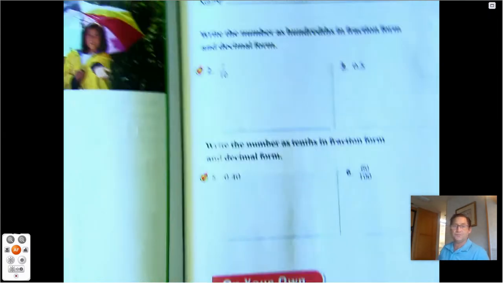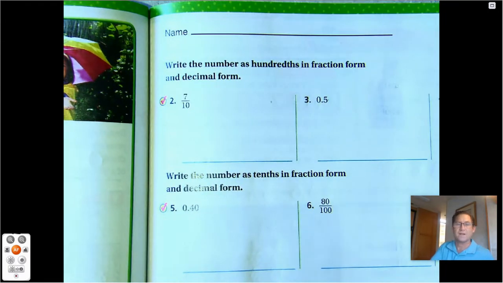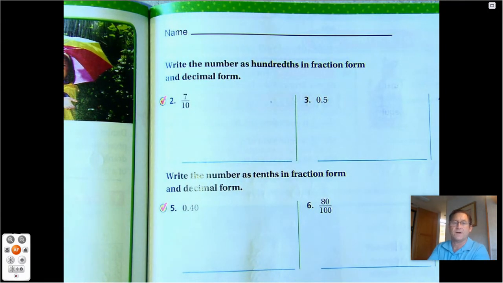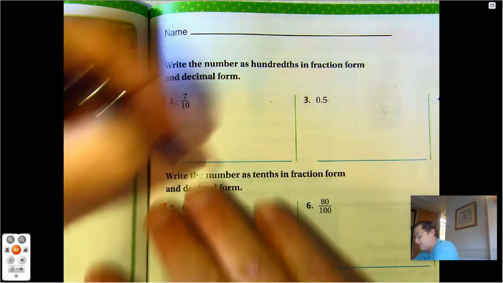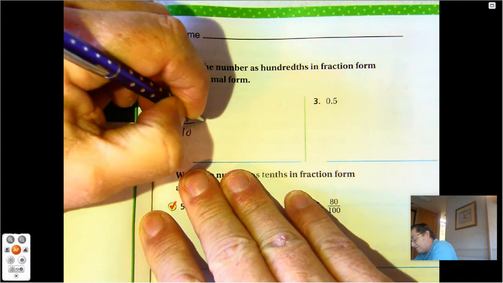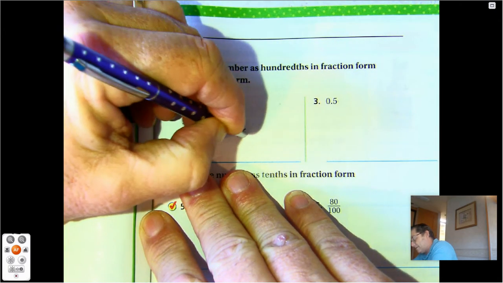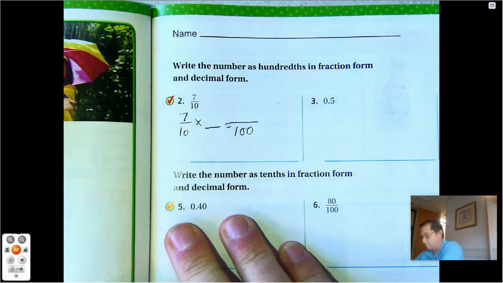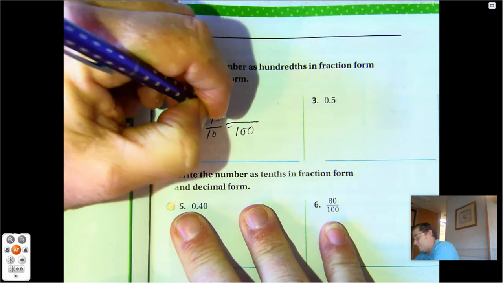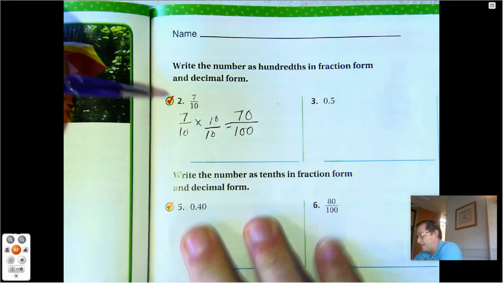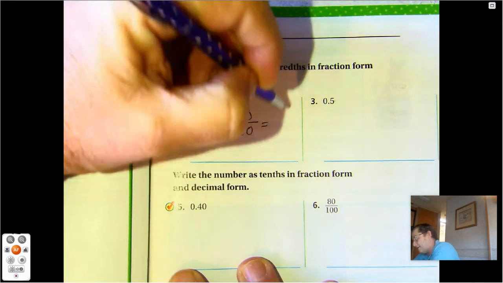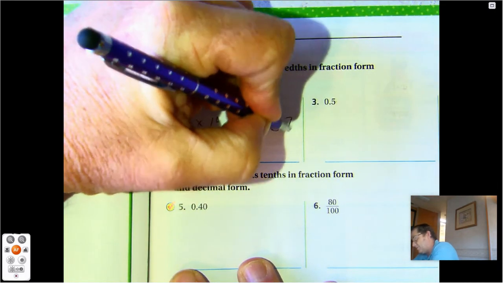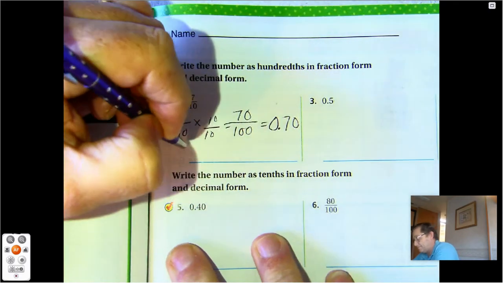Page 369, number 2. 7 tenths, write the number as hundredths in fraction form and decimal form. So 7 tenths times what equals hundredths? 10 again. So 7 times 10, 70 hundredths is equal to 7 tenths, and 70 hundredths can be written as 0.70.